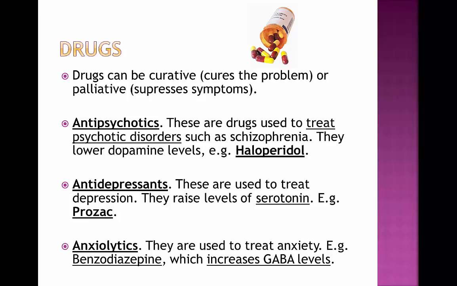Anxiolytics are another type of drug which are used to treat anxiety. The most famous examples are benzodiazepines, which are going to increase GABA levels, which we looked at earlier in the course in our stress section. This way, since we're going to be treating anxiety and stress, someone is going to become more normal.